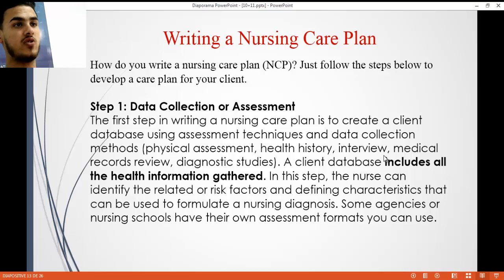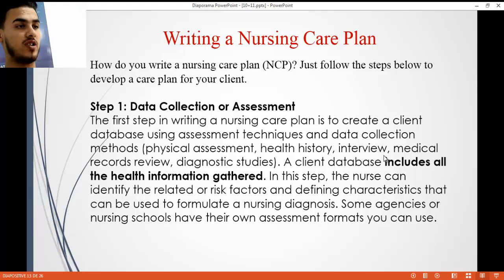So, writing a nursing care plan. How do you write a nursing care plan, NCP? You just have to follow the steps. Step 1, data collection or assessment. So, our first step is the process of collecting our data. The first step in writing a nursing care plan is to create a client database using assessment techniques and data collection methods: physical assessment, health history, interview, medical records review, and diagnostic studies.